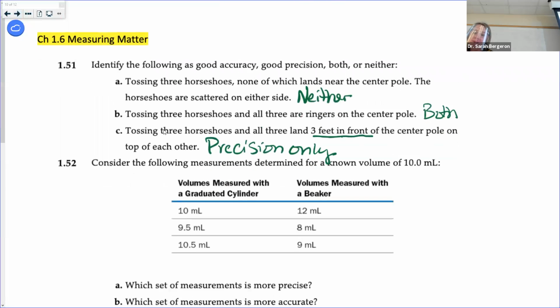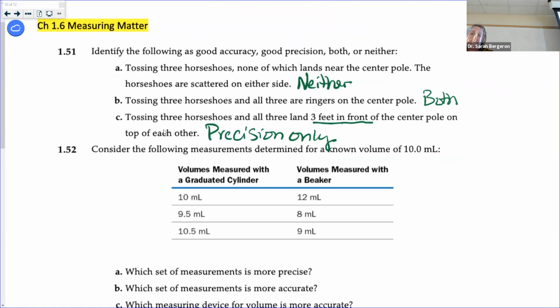Very good. Okay. Now, measuring matter. When we measure matter, the two things that we use to describe our measurements are accuracy and precision, right? So a lot of times we think about a target in terms of accuracy and precision. So precision is what? What's the difference?